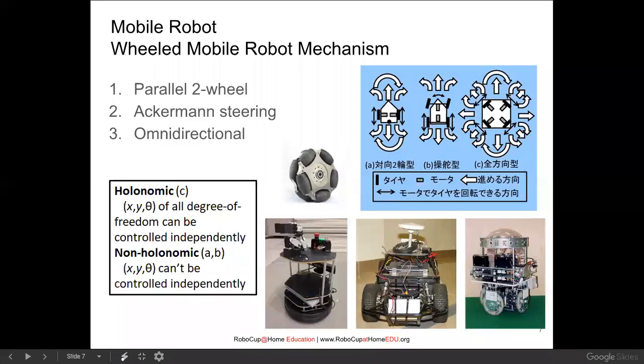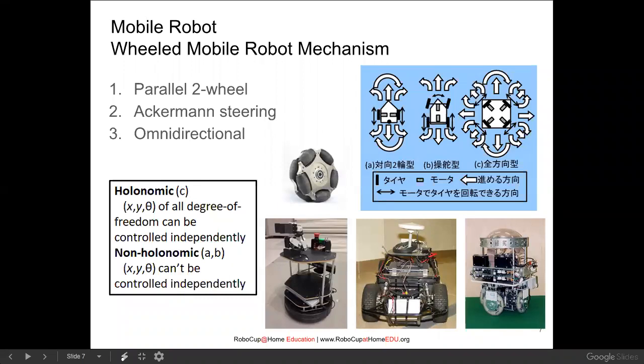Why? It's very easy to explain. For example, with your car, when you do parallel parking, you are just not able to move sideways, right? The sideways direction, for example, is your x. So your robot is not able to move sideways directly, but it needs to make a turn to get sideways, right?